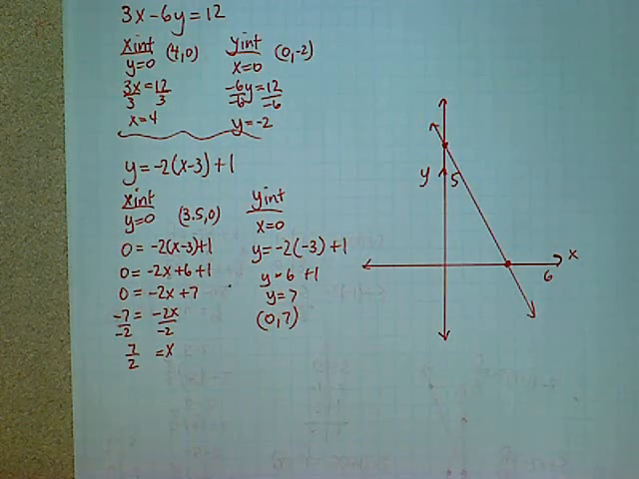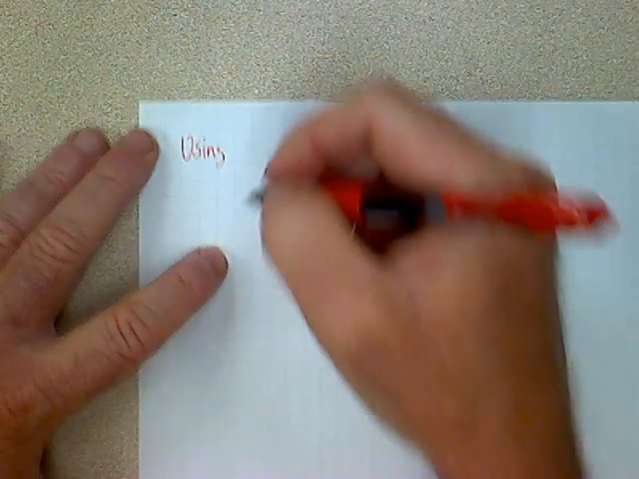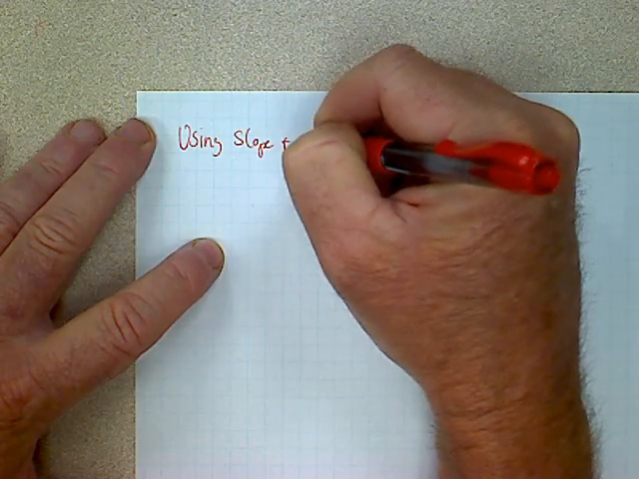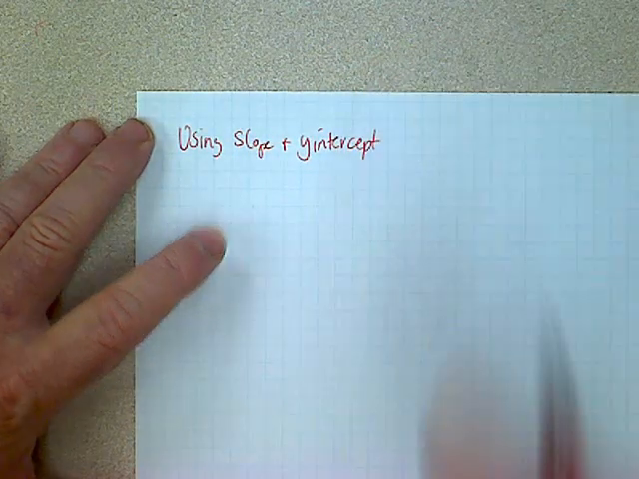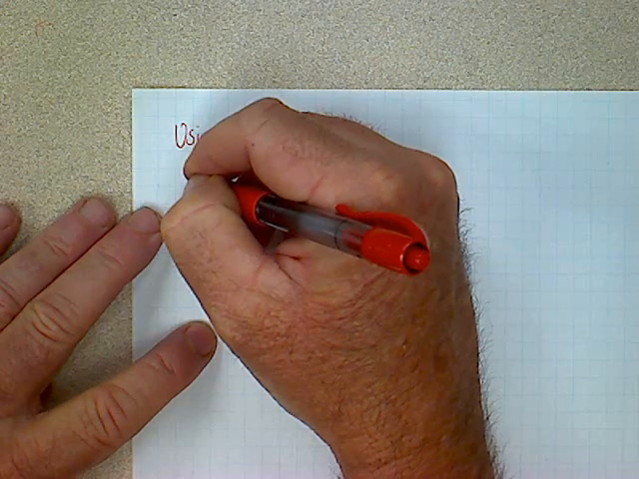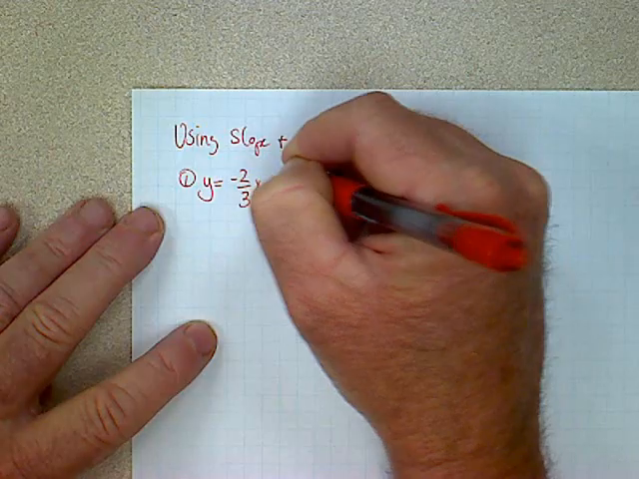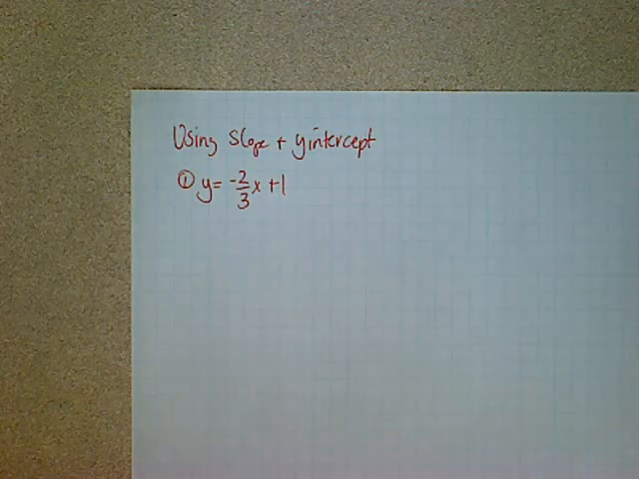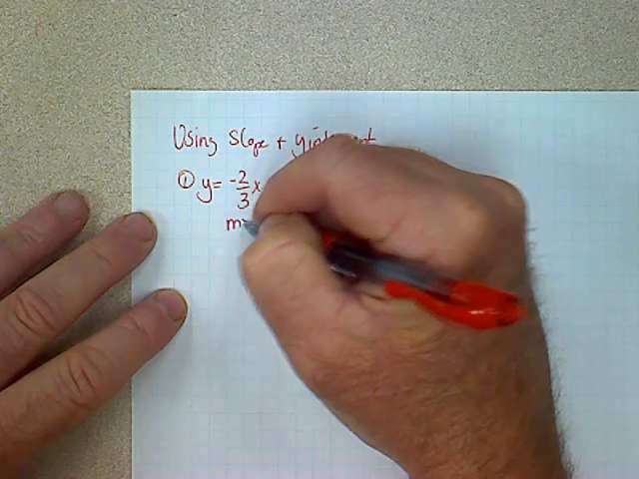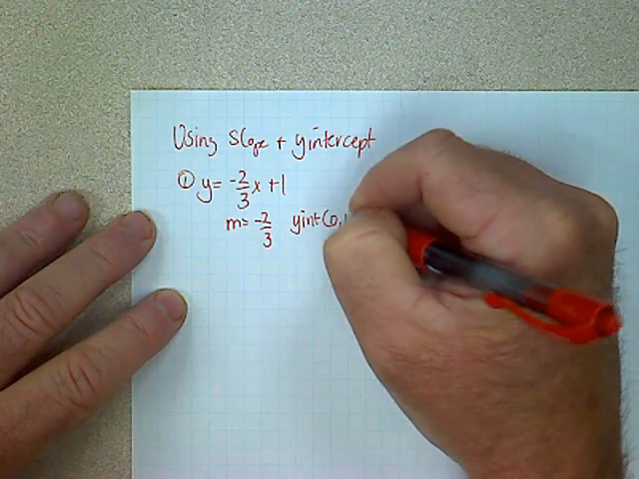All right, the final technique that we're going to work on for graphing is using rise over run, slope and y-intercept. And again, this is the most efficient, probably the best way to graph, and we probably will graph this way most of the time when we're doing them in class. All right, so the first one we'll do is y equals -2/3 x plus 1. We just identify slope and y-intercept. Your slope here is -2/3, and your y-intercept is (0, 1).